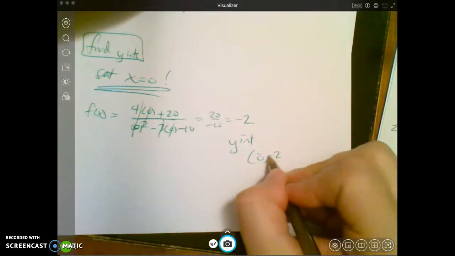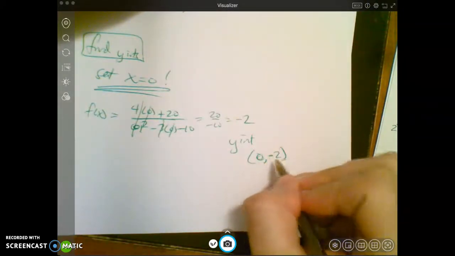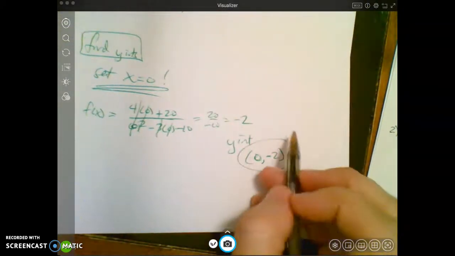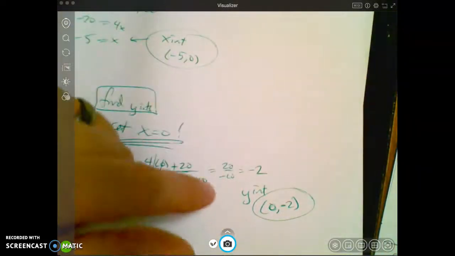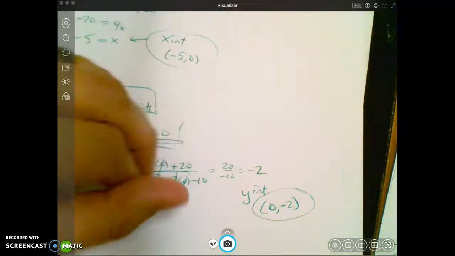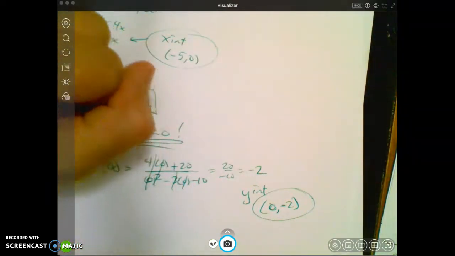which tells me there's a y-intercept at 0, negative 2. That's going to be helpful when we're using our calculus to graph, because a couple special types of points are x-intercepts and y-intercepts. Then we can get some dots to actually draw through. So those are kind of the first two things here, right?